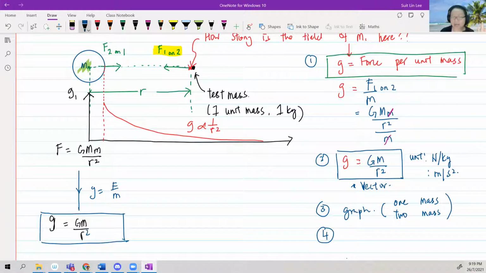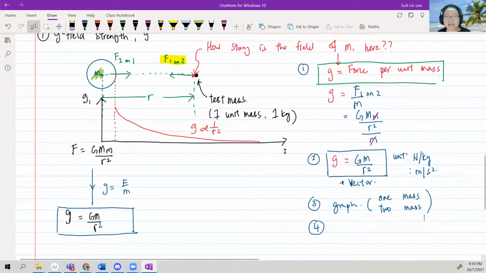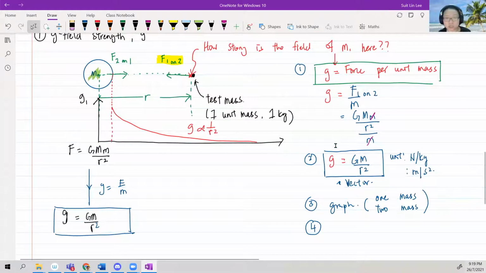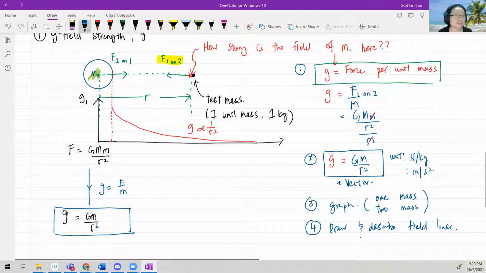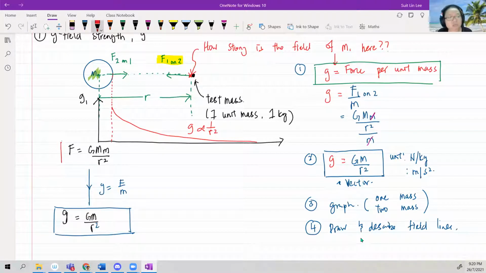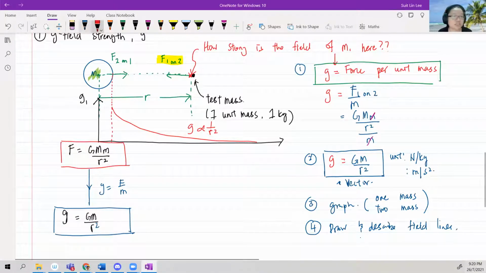All right. Okay, other skills that you need to know besides definition, equation, graphing it, is also to be able to draw and describe the field lines. Whenever you study field, you cannot see the field, unless you got magic eye, I also cannot see the field. And because we cannot see the field, we must be able to draw a picture or a diagram to help our brain. You know, our brain needs pictures.